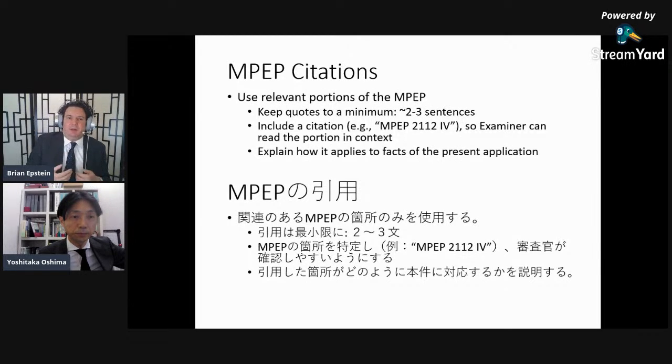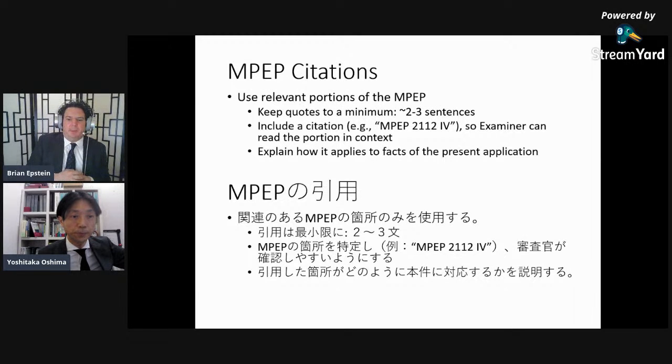And once we do that, we should include a citation to the MPEP so that the examiner can read the portion in context. So, just after you quote it, say MPEP section 2112, Roman numeral 4. Why is that important? The examiner is, like I said, familiar. They know where to look. They'll look it up and they can read it in context, which means they can read the entire section.